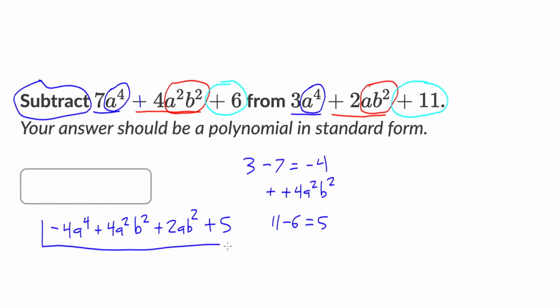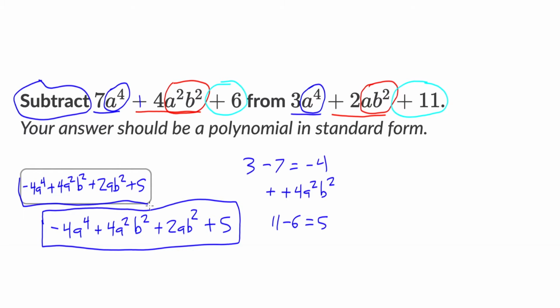Wow, what a long answer. Oh my goodness. Your teacher better give you extra credit. Let's see if we can fit it in this tiny box. Negative 4a to the fourth plus 4a squared b squared. I know this is kind of funny, but 2ab squared plus 5. Oh, actually, I was able to fit it all in. Great. So this is your answer, okay?